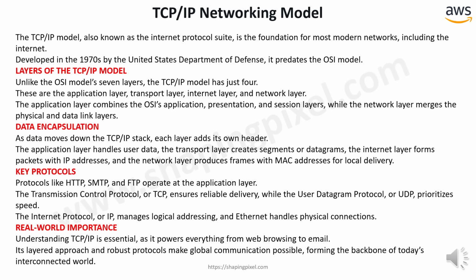The application layer handles user data. The transport layer creates segments or datagrams. The internet layer forms packets with IP addresses, and the network layer produces frames with MAC addresses for local delivery. Protocols like HTTP, SMTP, and FTP operate at the application layer. The Transmission Control Protocol, or TCP, ensures reliable delivery, while the User Datagram Protocol, or UDP, prioritizes speed.